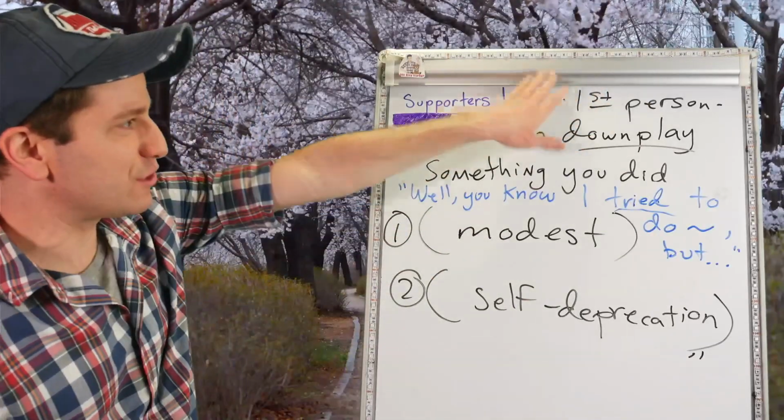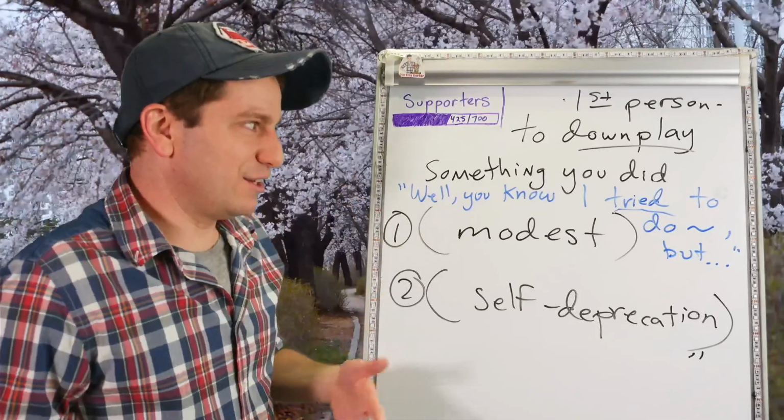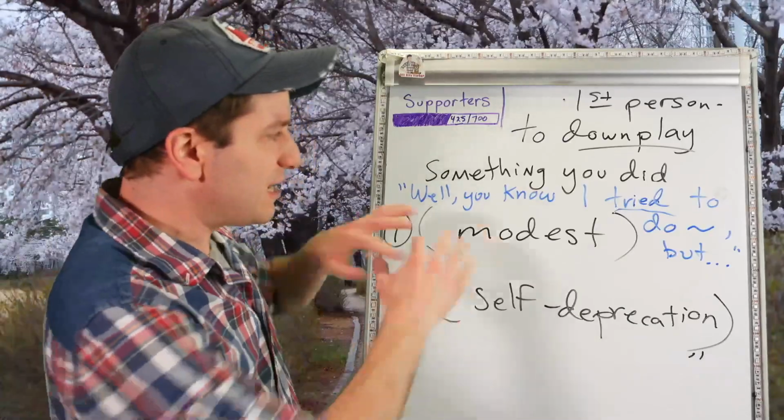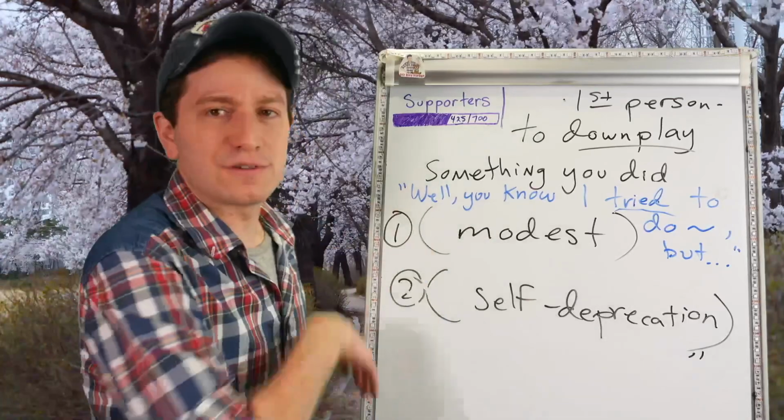So when you're using this in the first person to downplay something you did, I think a really good way to translate it is, well, I tried to do something, but... So anytime you want to express that, well, I tried to do something, anytime you want to express that, use this form, 답시고.